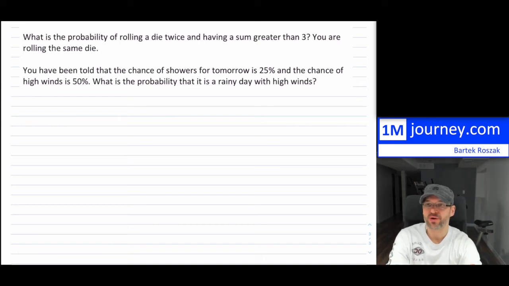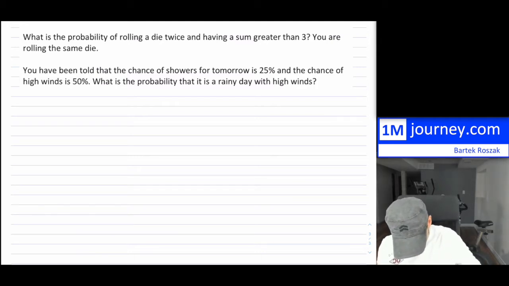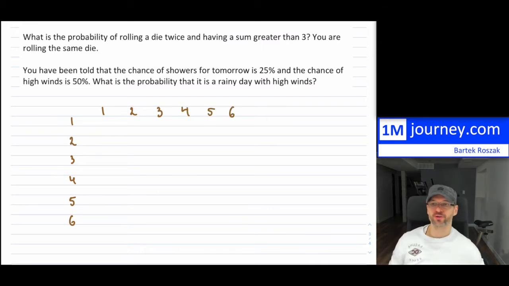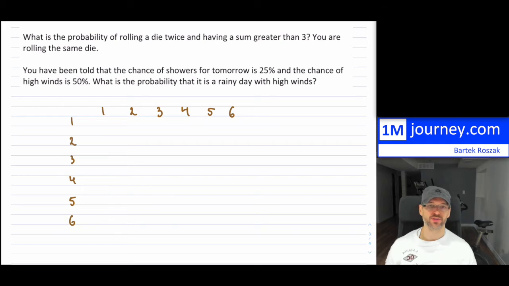So here it says, what is the probability of rolling a die twice and having a sum greater than 3? You are rolling exactly the same die. If you roll a die, you're going to roll a 1, a 2, a 3, a 4, a 5, or a 6. If you roll it again, you again get a 1, a 2, a 3, a 4, a 5, or a 6. Now, you're going to roll it 2 times and get a sum which is greater than 3. So when would that happen?